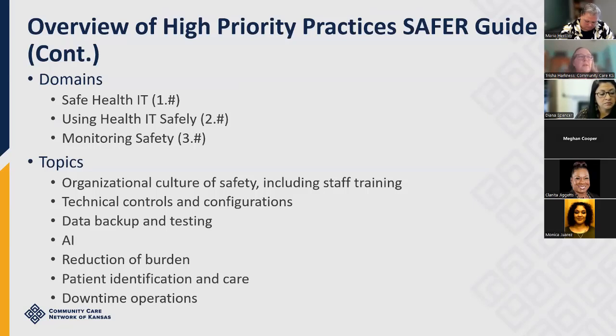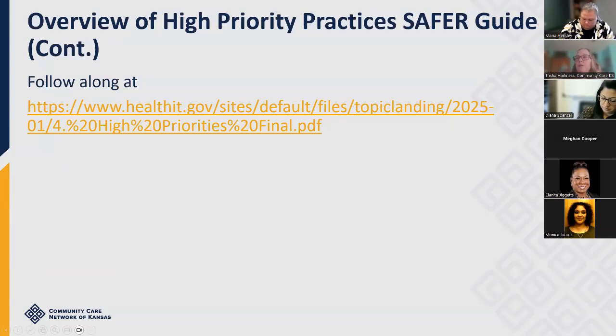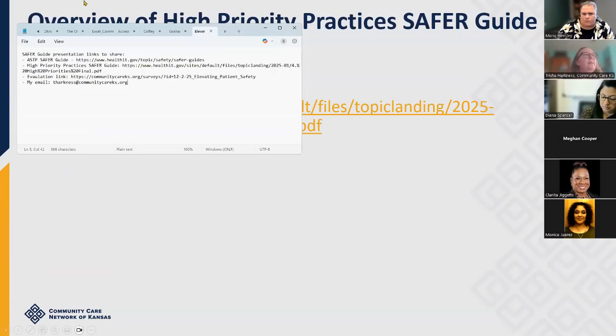It covers topics that include organizational culture of safety, including staff training, because we all know that staff training is important, technical controls and configurations, data backup and testing, which again, you'll probably recognize as overlapping with HIPAA, both the backup and the staff training. It also includes things like artificial intelligence, reduction of burden, patient identification and care, and downtime operations. And so it does cover a pretty broad group of topics for only being 16 questions.